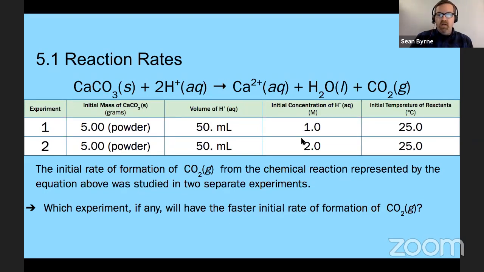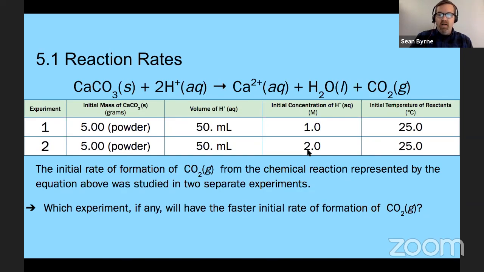So what I'm seeing here is a larger initial concentration of acid at the same volume. Now, if the volume was different, this would obviously be a much more complicated problem. We're just doing this for review. So a larger concentration at the same volume means that my concentration went up.